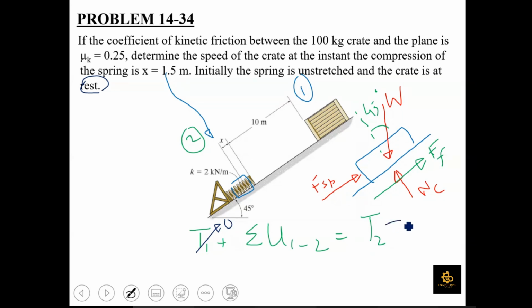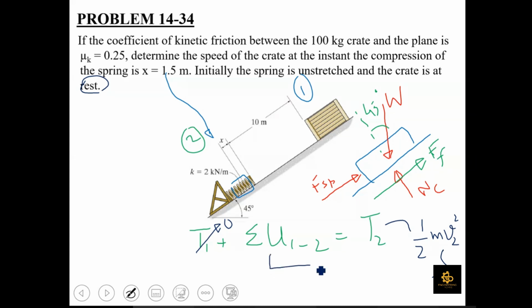As far as the final kinetic energy of this crate is concerned, it is going to be half m v2 square, where v2 is an unknown quantity, so you need to determine the value of v2 here. Okay, coming towards the work done terms. If we take a look at the free body diagram, can you identify the forces that would be contributing towards work done?